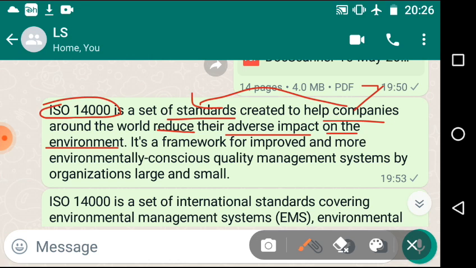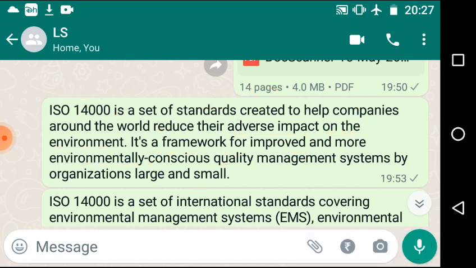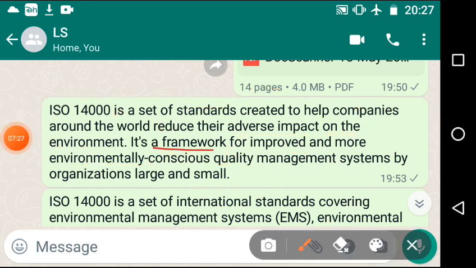Then it is saying it is a framework for improved and more environmentally conscious quality management system by organization large or small. It is just a framework. What do you mean by framework?